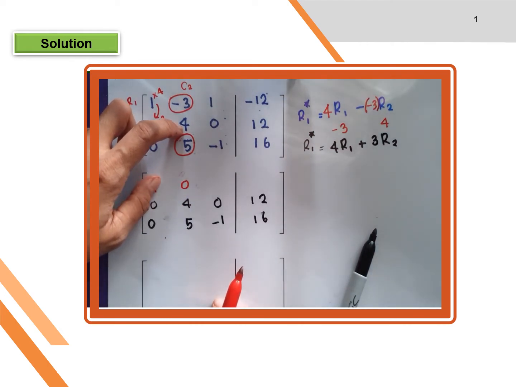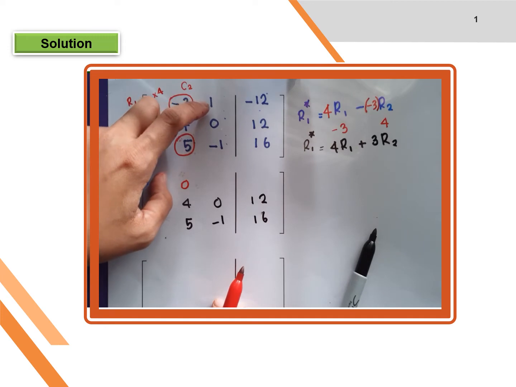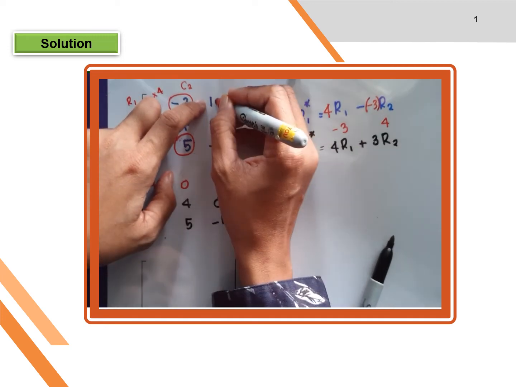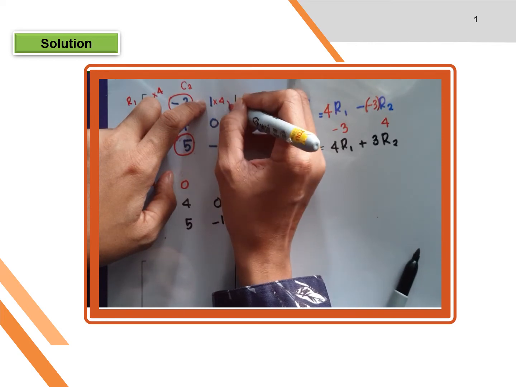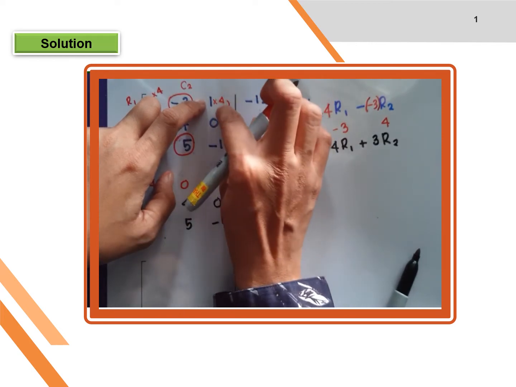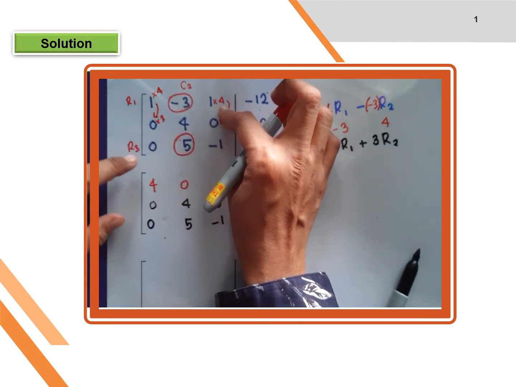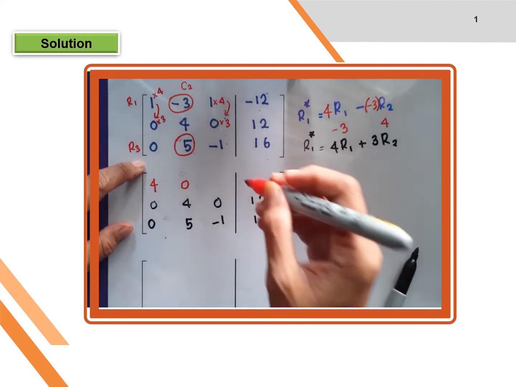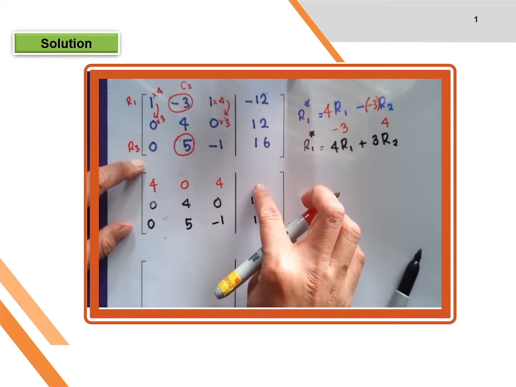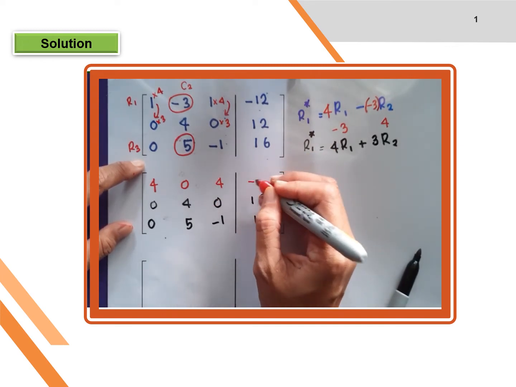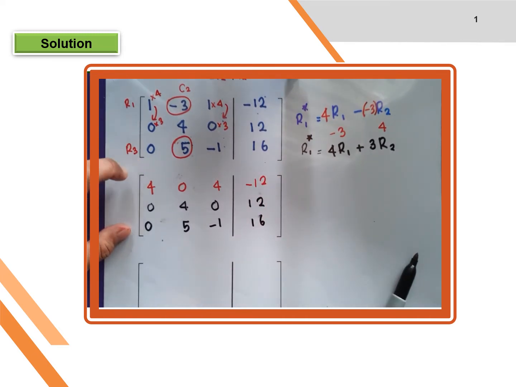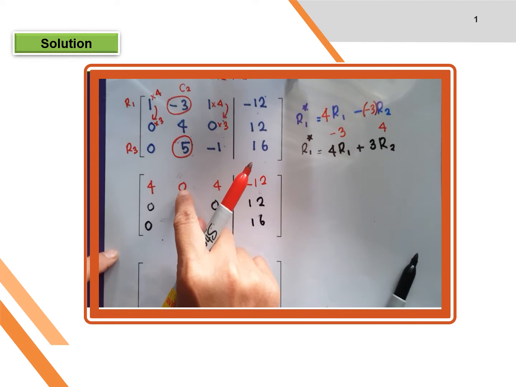And then next, going to the third column. 4 times 1 minus 0 times number 3. So 1 times 4 equal to 4 minus 0. So here is equal to 4. And then the rest, this one is equal to -12. Okay, we already finished obtaining 0 for the first row.